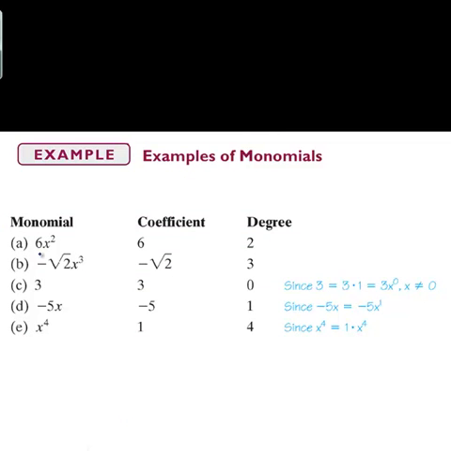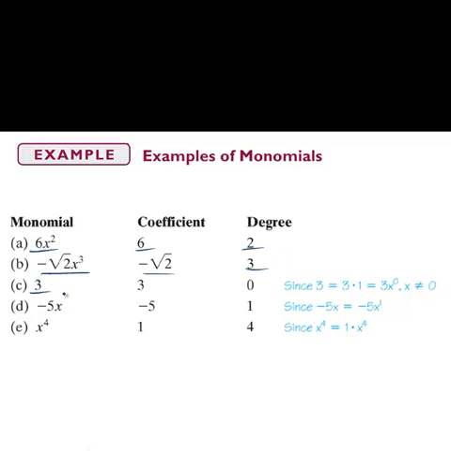So, for example, we have 6x squared, a monomial that has a coefficient of 6 and a degree of 2. You might have the monomial negative square root of 2 times x cubed. Well, the negative square root of 2 is the coefficient, and because of the exponent of 3, this has a degree of 3.